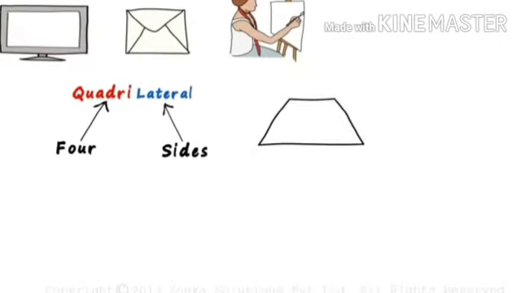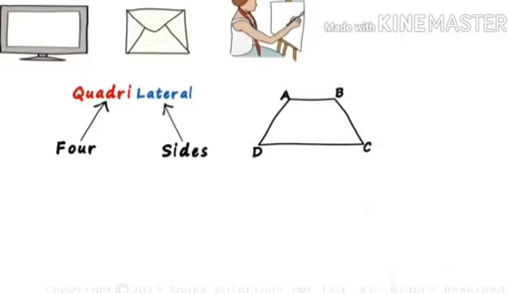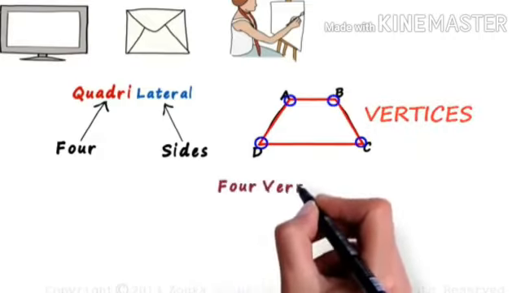This is an example of a quadrilateral. To name the quadrilateral, we give names to these 4 points. We call them A, B, C and D. These things that we just named are called vertices, and a quadrilateral will always have 4 vertices.